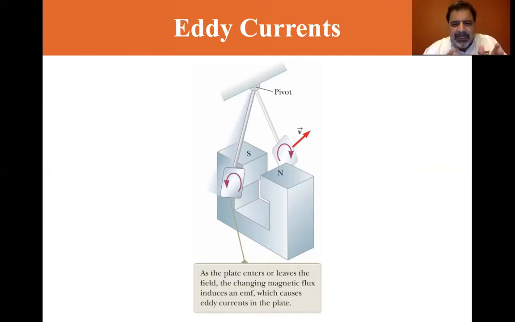As the plate enters or leaves the field, the change in magnetic flux induces an EMF, which causes eddy currents in the plate. So the magnet forms the eddy currents in the plate. As it first enters the magnetic field, it's a growing magnetic field, so it'll induce current such that it wants to oppose that, and it opposes it, so it brakes it. And as it's exiting the magnetic field, it wants to reinforce it, so it reverses the current in the plate.